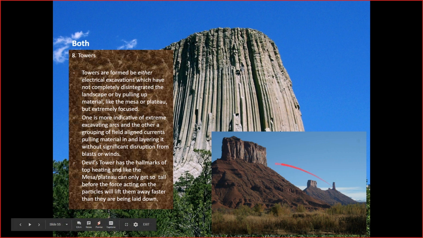You see this exact same thing on Mars. The reason I put them in the both category is because it's important to note that they can both create this effect, etching and deposition. Let's go look a little bit more at Devil's Tower.